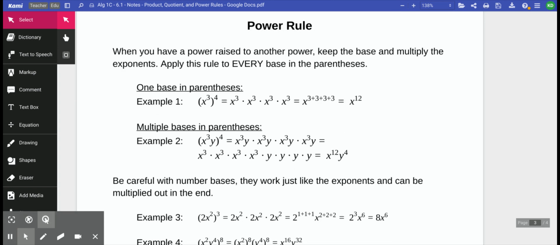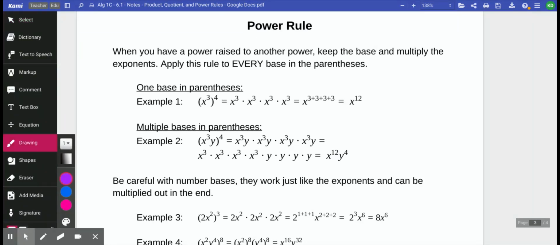Okay, our last rule is called the power rule, and it's when we have a power raised to another power. Right, we're going to keep the base like we always do. So the base always stays the same, and we're going to multiply the exponents. We have to apply this rule to every base in the parentheses. So here are 2 examples. Our first one just has one base in the parentheses. This is our simple case, right?